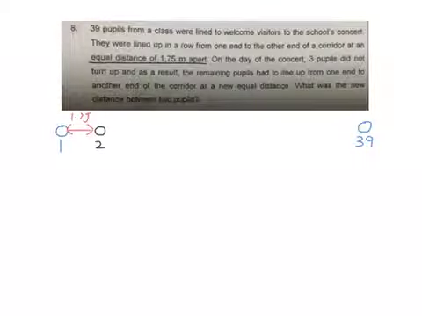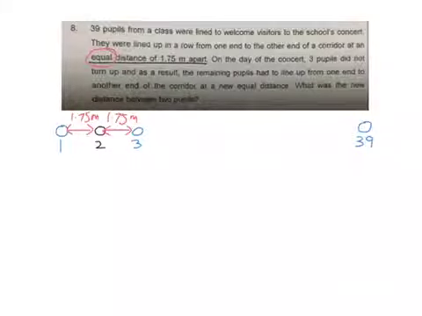1.75. Sorry, that looks awful. Let me write it again. 1.75 meters apart. What about from the second to the third child? This is the third person. Again, it is 1.75 meters. How do I know? Because the distance is equal.